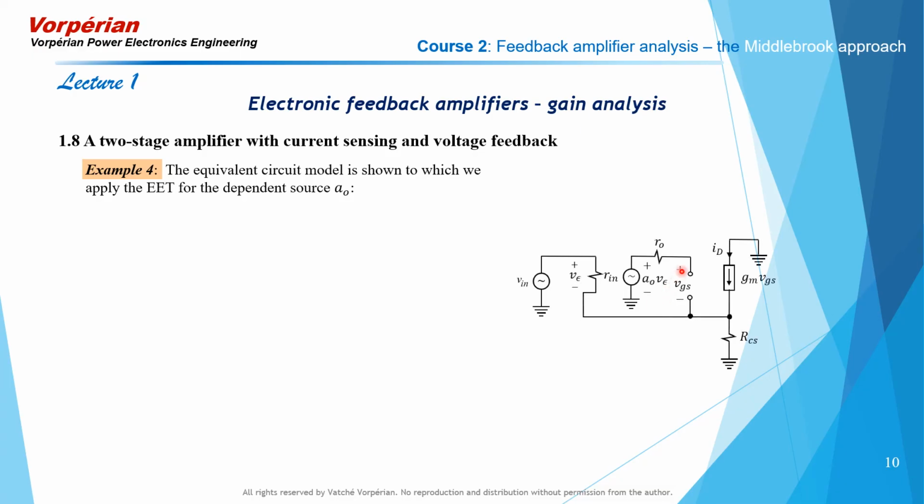So the equivalent circuit model that we get when we substitute the model of the op-amp and the MOSFET is the one shown here. Once again, we can identify the forward path going this way to the output. The output is the drain current. And we can identify a feedback path. Now, in the forward path, we have two amplifying elements, A0 and GM.